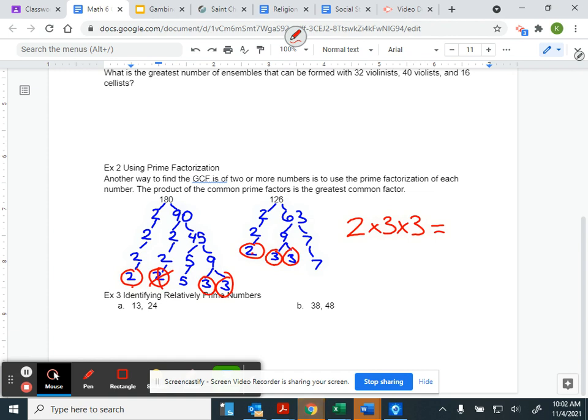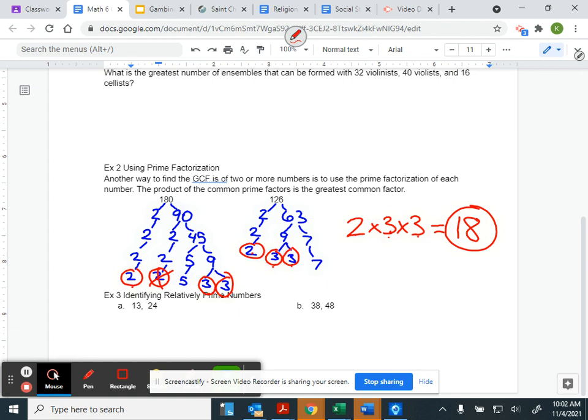To find the greatest common factor, I do the math. 2 times 3 times 3. 2 times 3 is 6. 6 times 3 is 18. So our greatest common factor is 18. So you don't have to make the whole list of all factors. You can break it down to all of their primes, multiply the primes together. They share 2 times 3 times 3, so that means they share an 18.